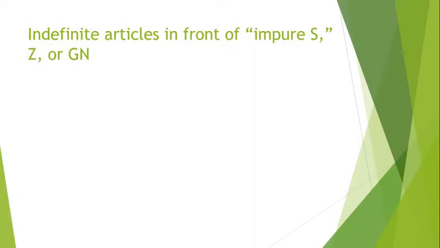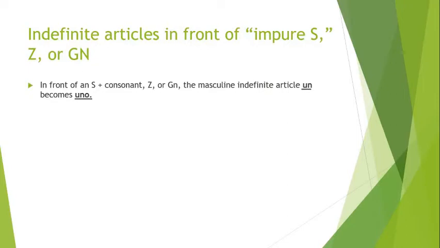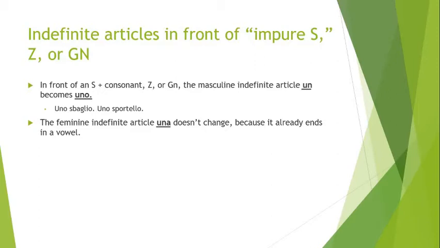So those were the definite articles. Now we're going to move on to the indefinite articles, right? Un or una. And they undergo transformations in the same situations, in front of impure s, z, or gn. So the un, which is the masculine singular indefinite article, becomes uno for the exact same reason. Why il becomes lo, un becomes uno, just to have a vowel at the end so that it's easier to pronounce, so that you don't have too many consonants. So uno sbaglio, uno sportello. It's easier to pronounce than un, right? The feminine one, once again, doesn't have to change because it ends in a vowel. Una zampa, una scossa.